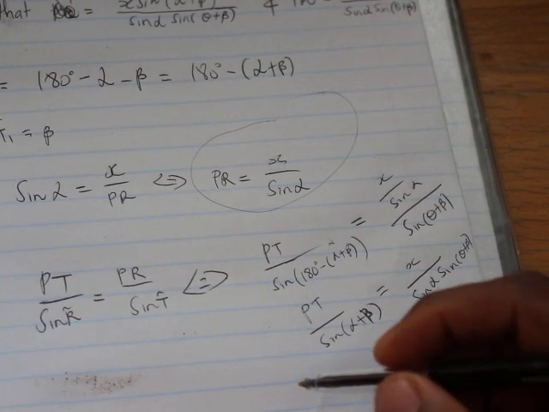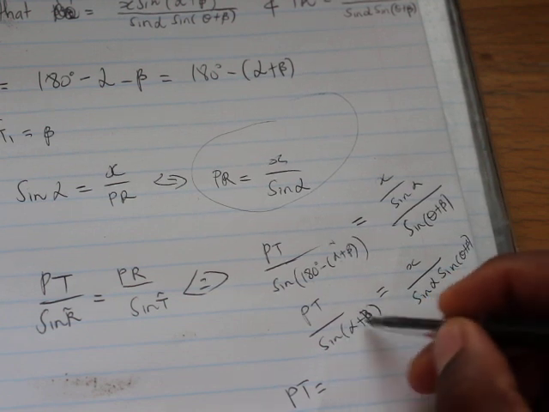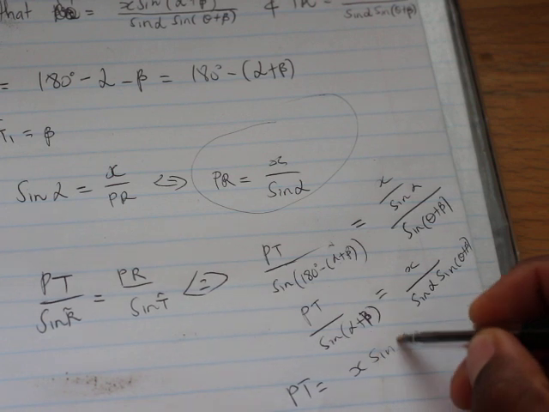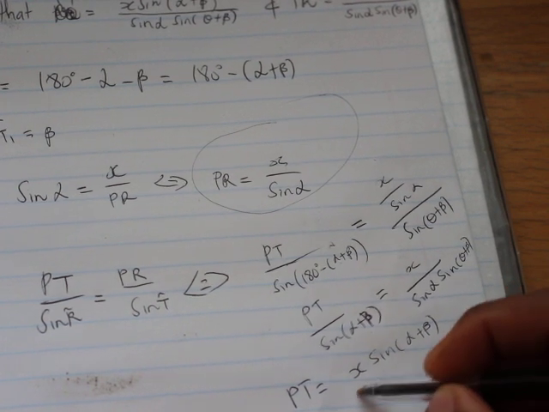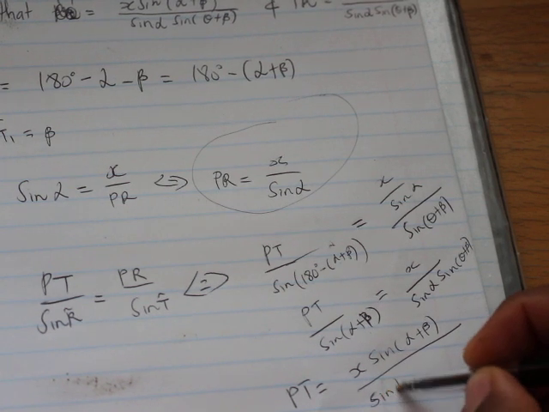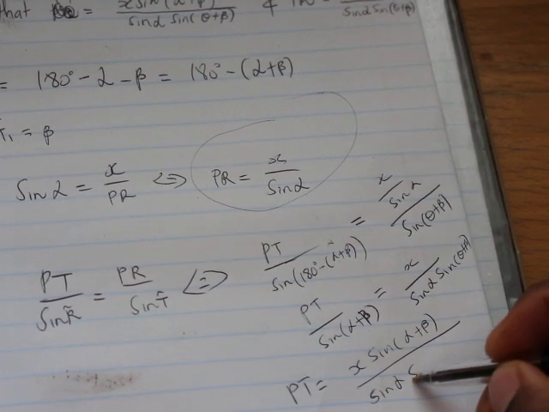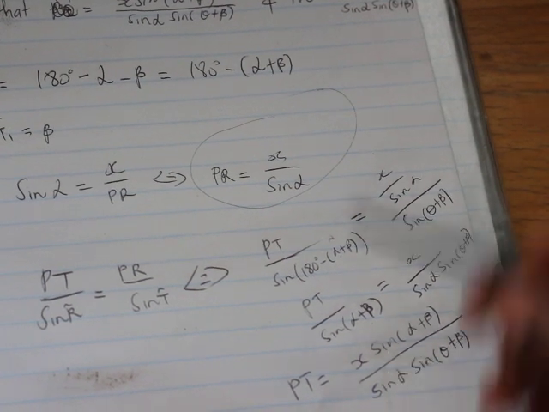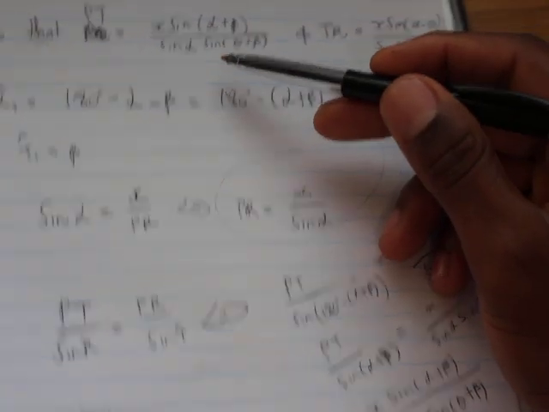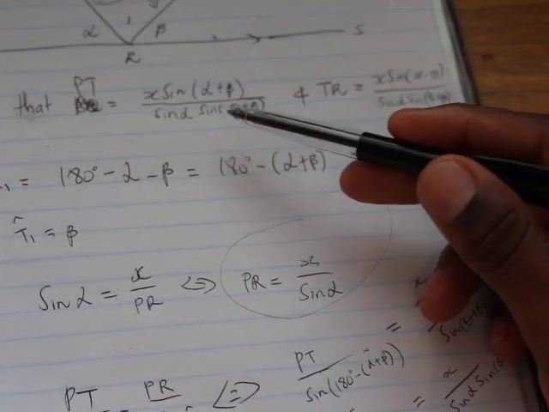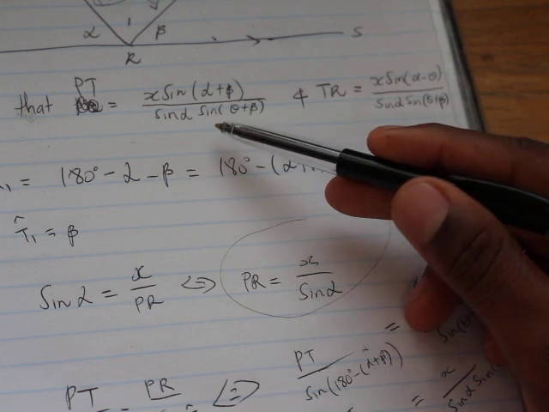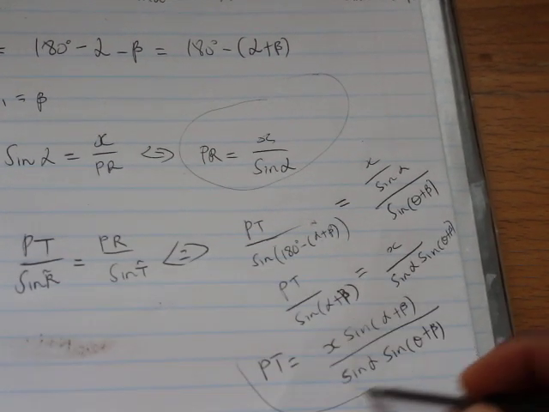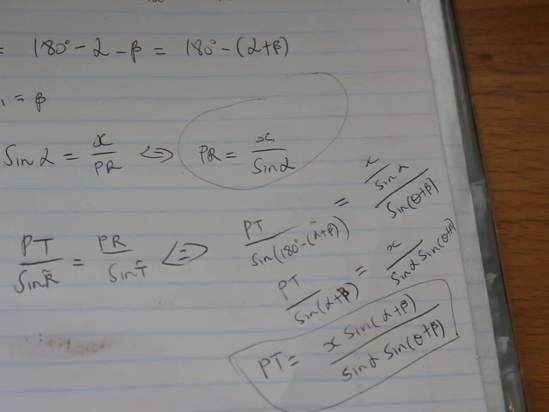Then we make PT the subject of the formula. PT becomes, we'll multiply by the sine of alpha plus beta on both sides of the equation, x sine of alpha plus beta over the sine of alpha times the sine of theta plus beta. Now let's check if this is the same as what we are given over there. x sine of alpha plus beta, sine of alpha, sine of theta plus beta. It's exactly the same.